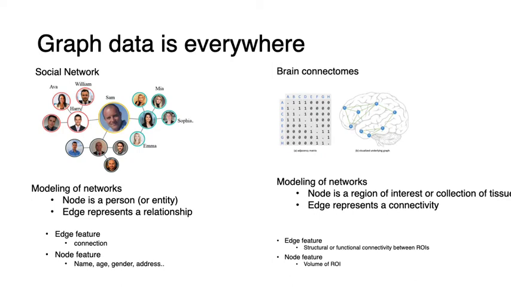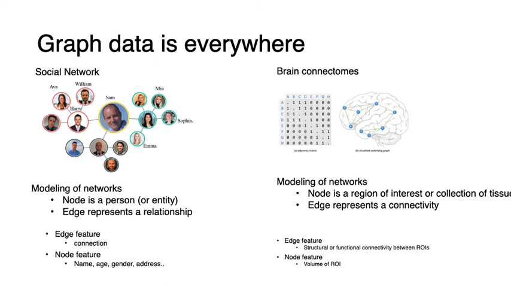So we can model this social network as a graph in terms of its connectivity, where edge features will be the connections and node features will be the name, age, gender, and address. And this data we can represent in terms of an adjacency matrix and a node feature matrix.